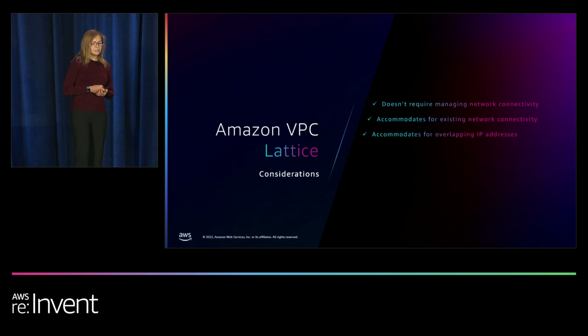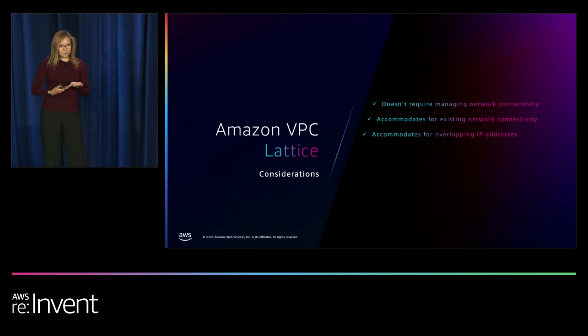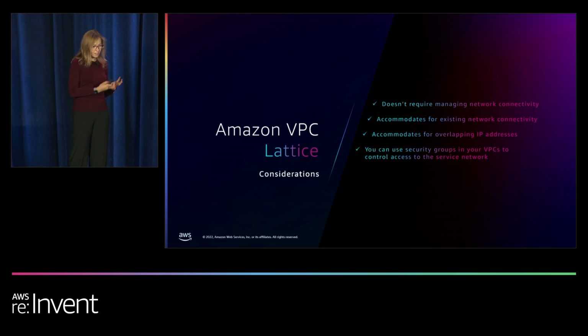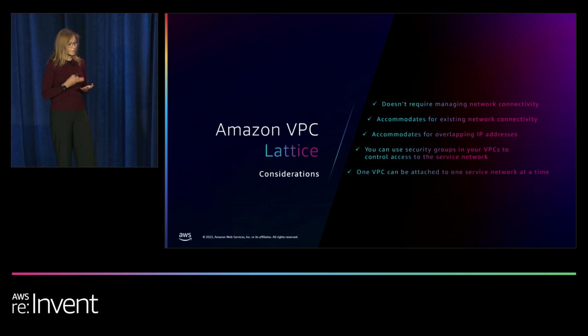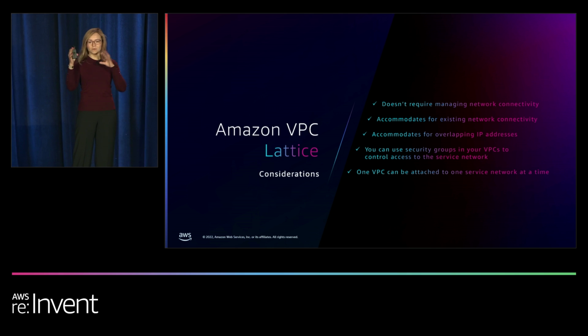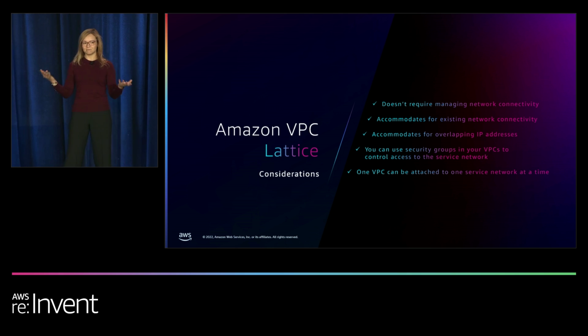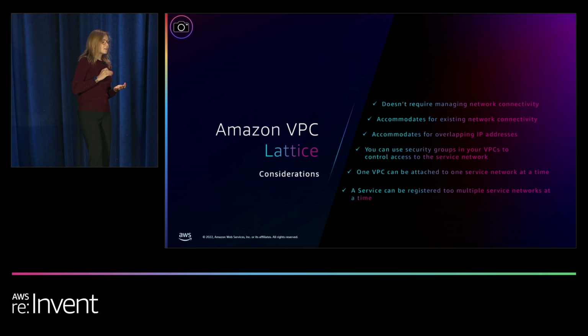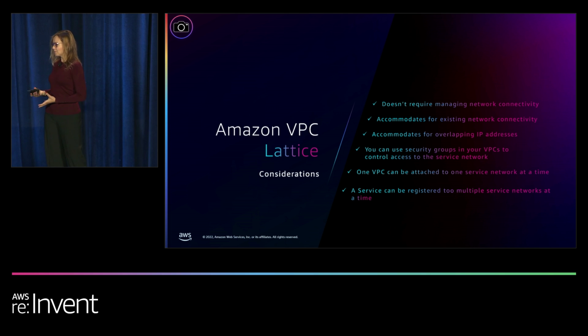Some considerations: you don't need to manage additional network configurations, it accommodates for the existing one, it accommodates for overlapping IP addresses, so those VPCs where services live, they can have all overlapping IP addresses. One VPC can be attached to one service network at a time, and one service can be registered to multiple service networks.